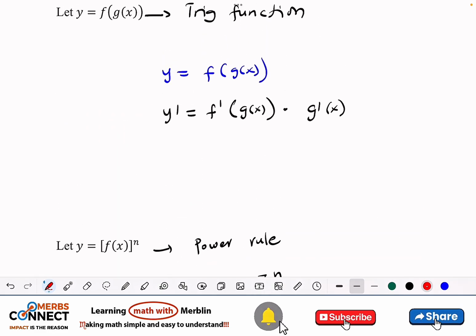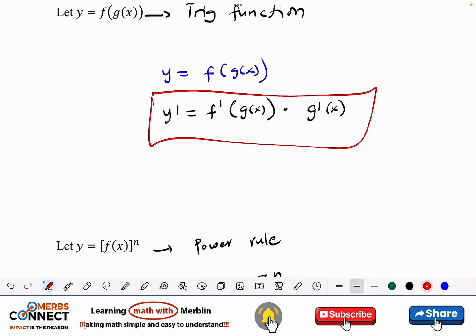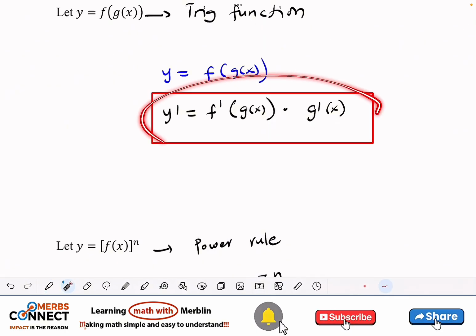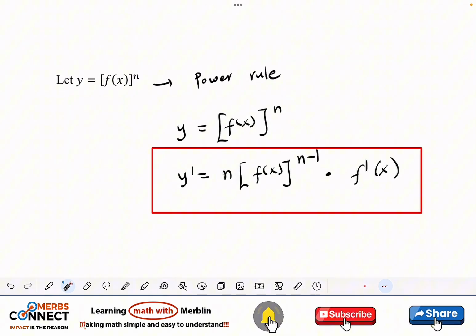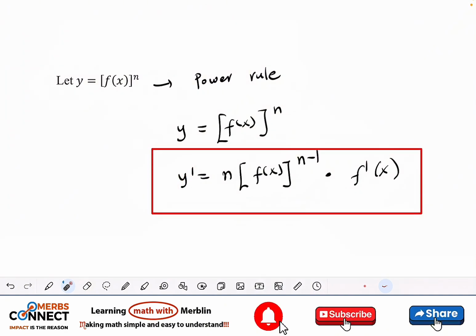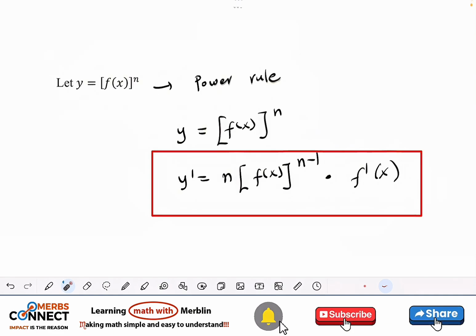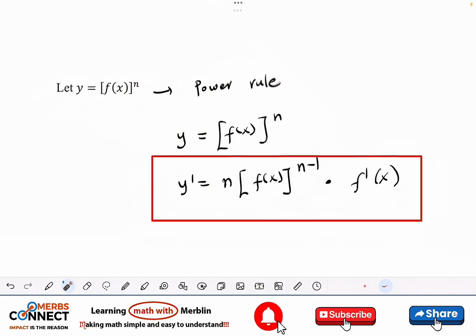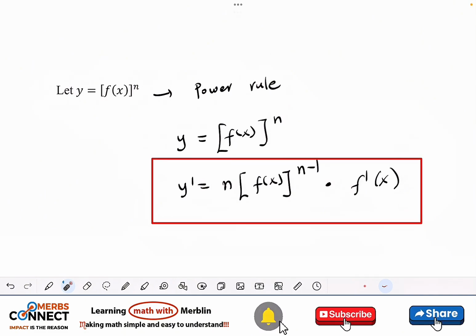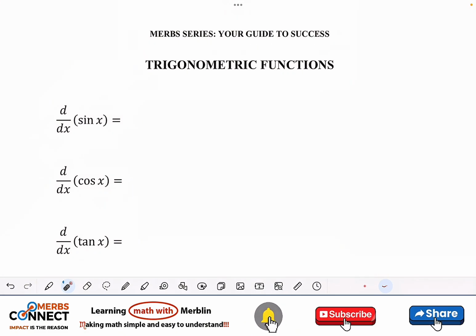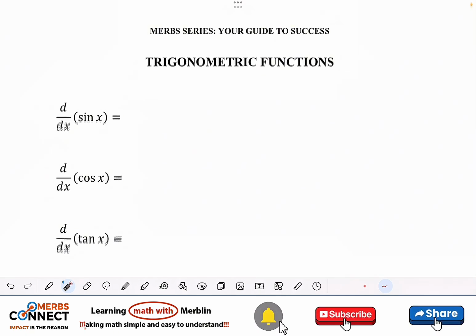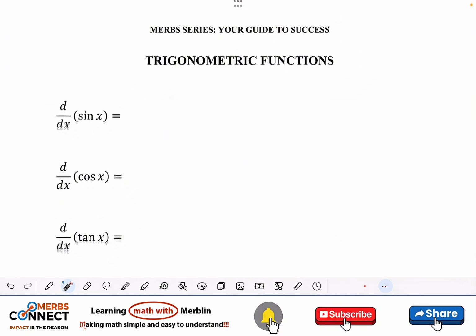So now we've learned 2 formulas here. Good. As I said, this one is for trig functions, and this one is for power rules, which have a function inside, which is not like when you differentiate, you are not getting 1, right? So basically, this is the chain rule. Now let me talk about trig functions, and then we basically start the idea of practice.